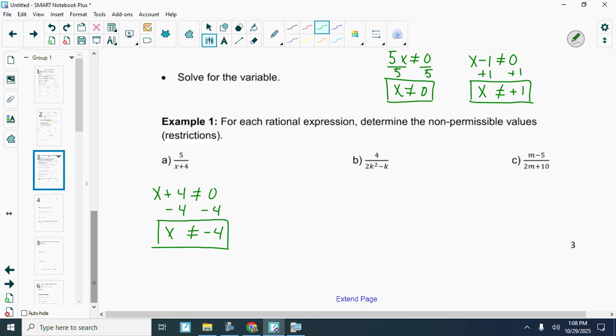If you're feeling like you're getting this, do the next two. You're going to set the denominator not equal to 0. You're going to factor it. And then you're going to set each factor not equal to 0. So this means that k cannot equal 0, and whatever's in the brackets cannot equal 0. I'll move that up for some of you.